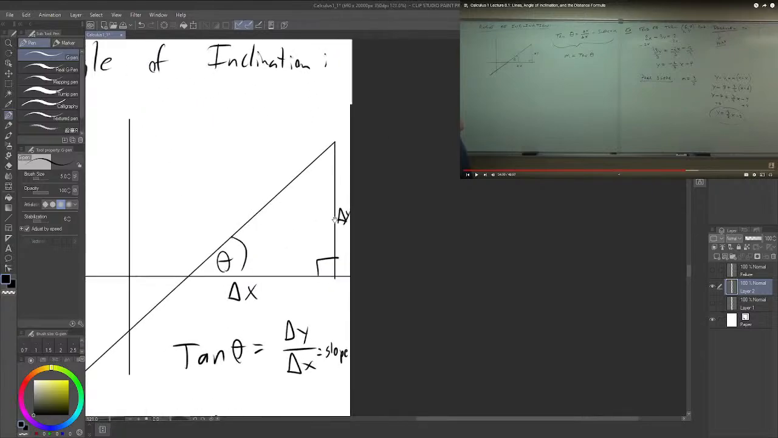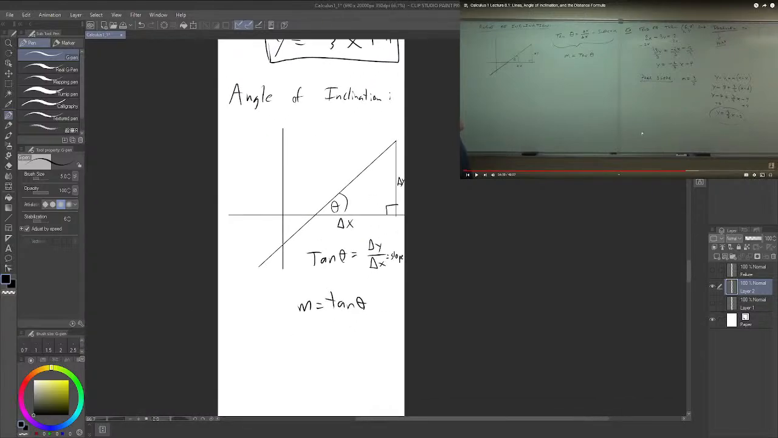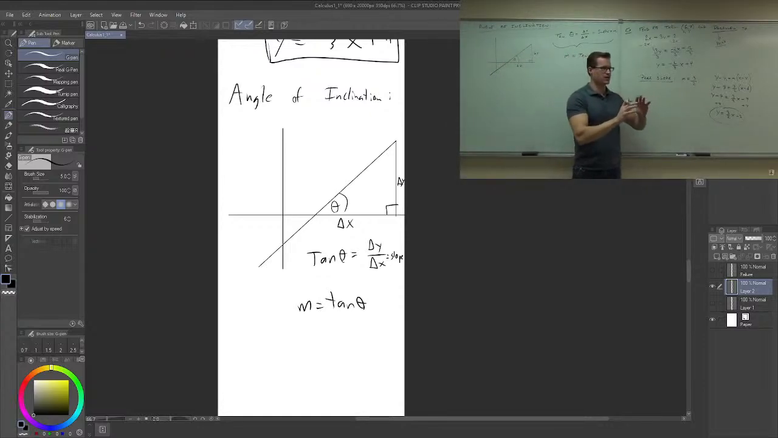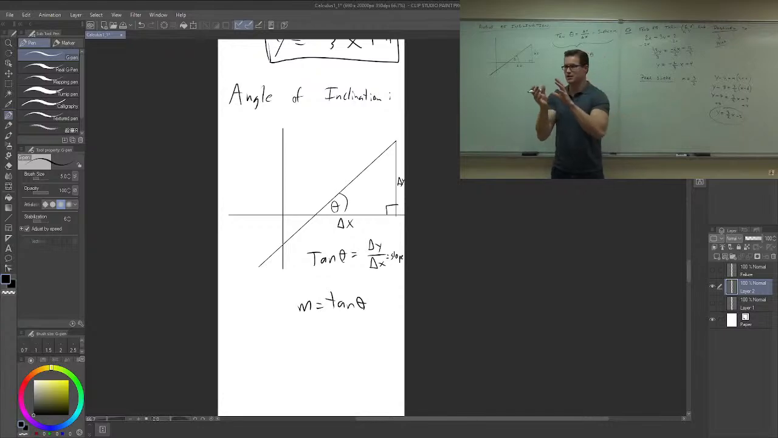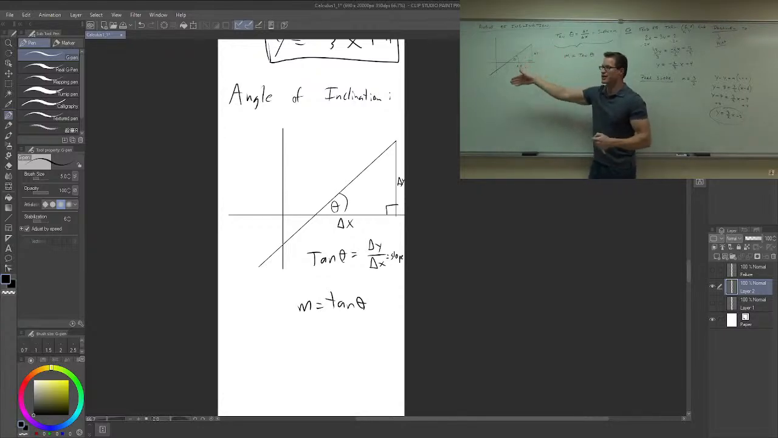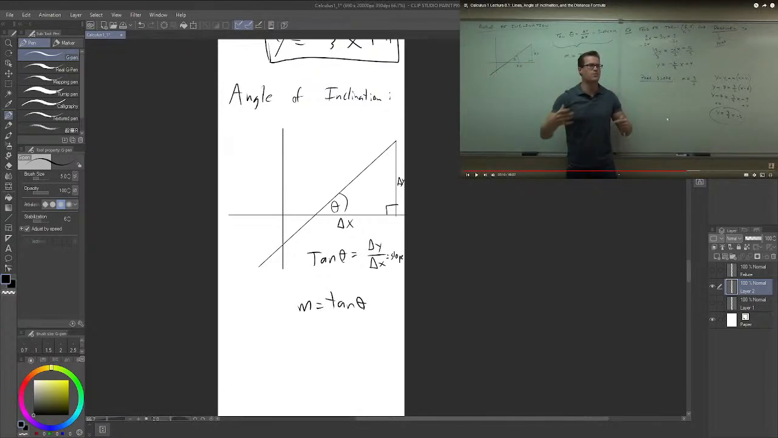For angle of inclination. It's kind of crazy. Do you see the relationship between your slope and your angle of inclination? It's the same as the tangent of that angle of inclination, because tan is defined as opposite over adjacent, and so is slope. So if you find that theta, you tan whatever the theta is, then you get your slope.